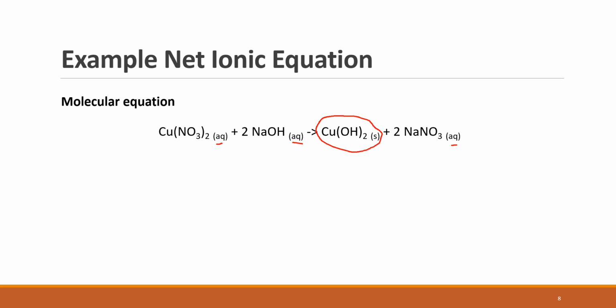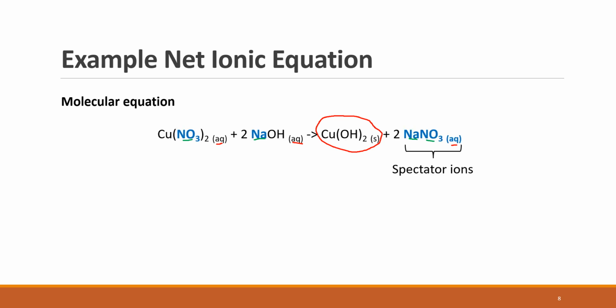So looking at this, which two would be the spectator ions? Remember, it's going to be the ions that are the same on both sides of the equation. So looking at this, it looks like sodium is on both sides. And it also looks like the nitrate is going to be aqueous on both sides. So that means that the sodium and the NO3 are the spectator ions. So those are the ones that are going to cancel out.